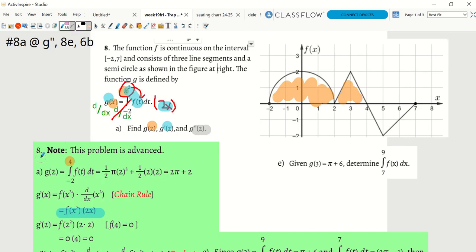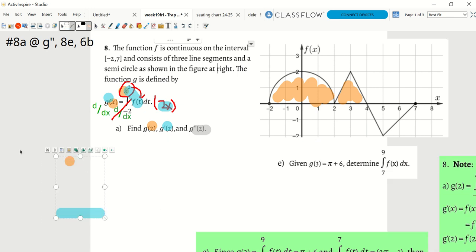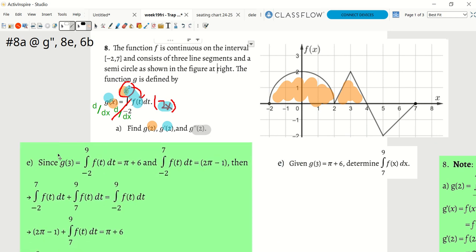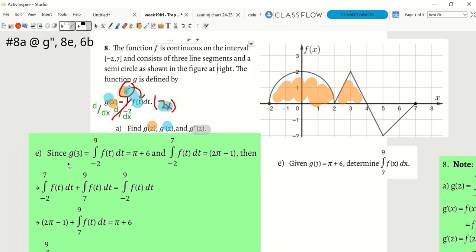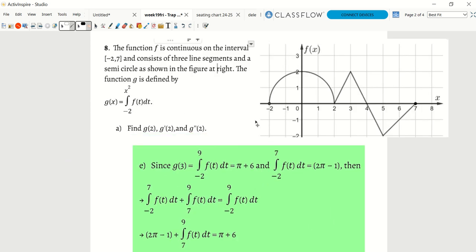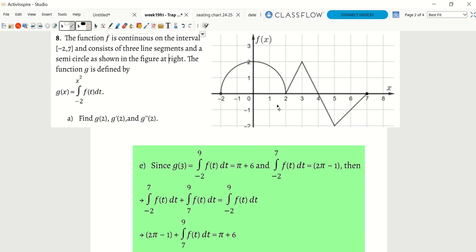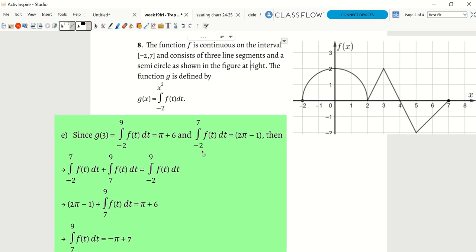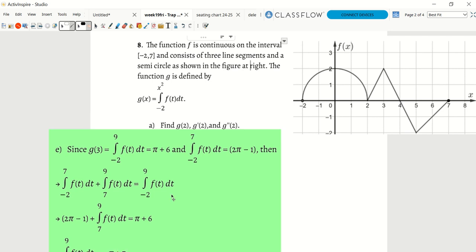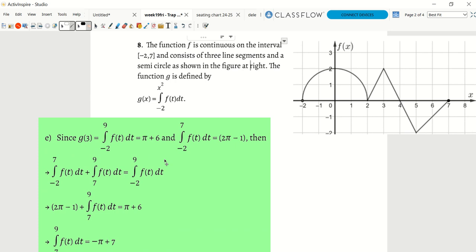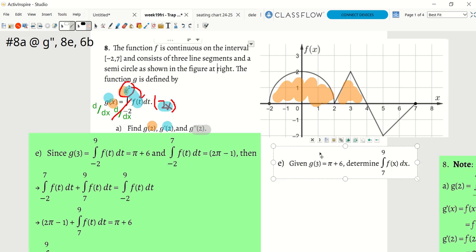Okay, let's talk about 8e right now. Okay, 8e. Let me get these out of the way here. Now, 8e, where was the original question? Oh, here.